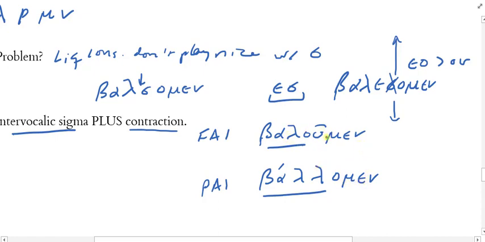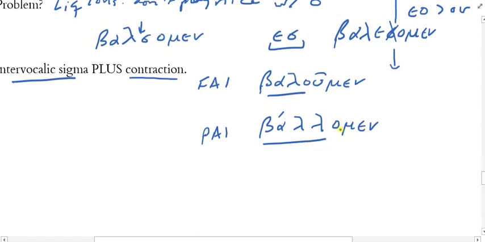So in my liquid futures, where that epsilon sigma then releases the sigma and the epsilon contracts with whatever the connecting vowel is after the sigma, I'm going to be looking for contraction plus a circumflex here. Okay? All right. Let's look at a couple more examples of this.